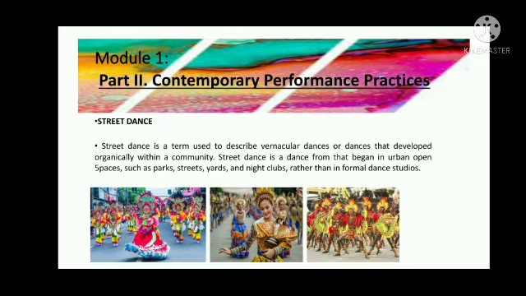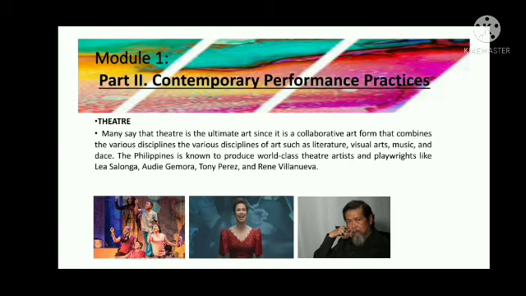Next, we have theater. Theater is a collaborative artwork which combines words, voice, movement, and visual elements to express meaning. The field of theater encompasses not only live improvised and scripted work, but also dramatic forms such as film, television, and other electronic media. Many say that theater is the ultimate art since it is a collaborative art form that combines the various disciplines of art such as literature, visual art, music, and dance.